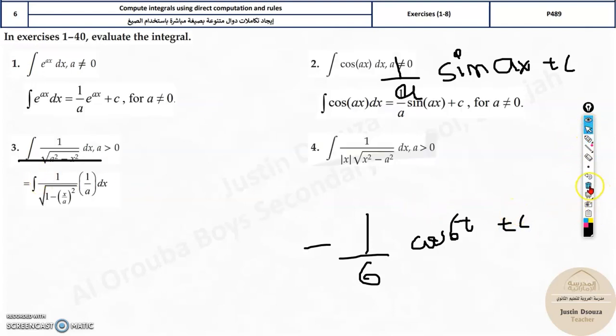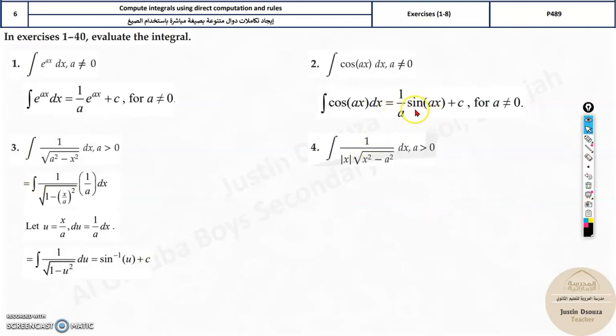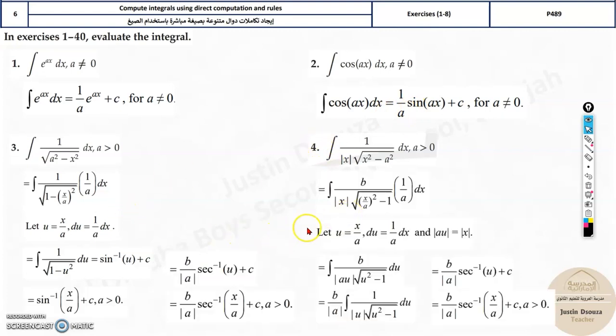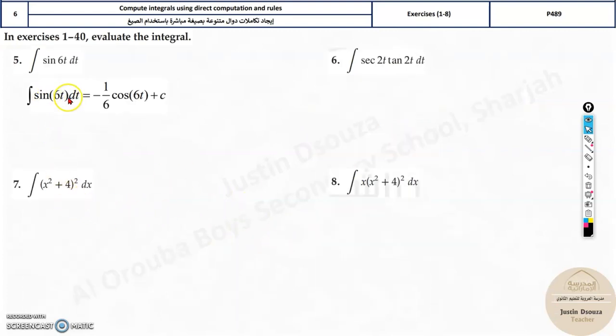Let's just double check them. One second, I'll come back to these. You can see over here, minus 1 by 6 and so on.